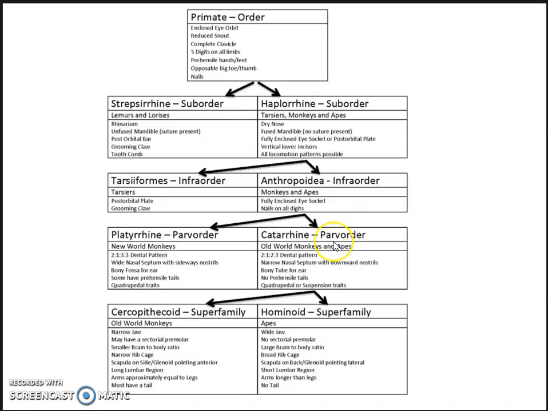But for catarrhines, we are going to break it down one more level, being the Cercopithecoid, those Old World monkeys, versus hominoid being the apes. And keep in mind that we fit in this ape category. We are hominoids. So when we get to our fourth section of the class, we'll still be in this hominoid category. We'll just be splitting off from it.